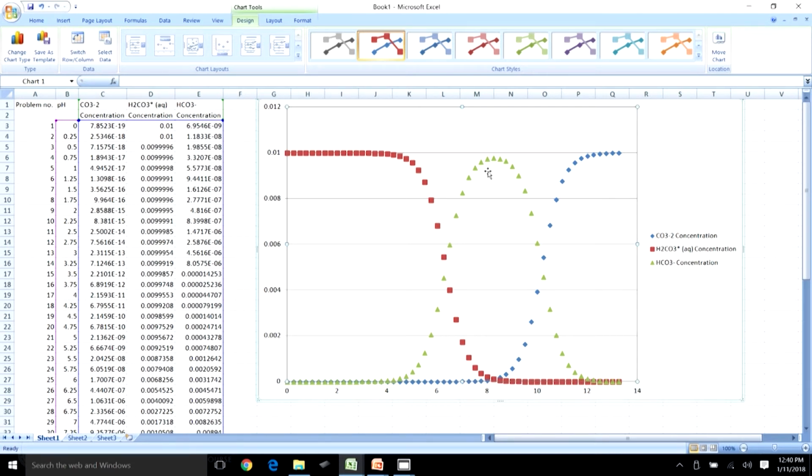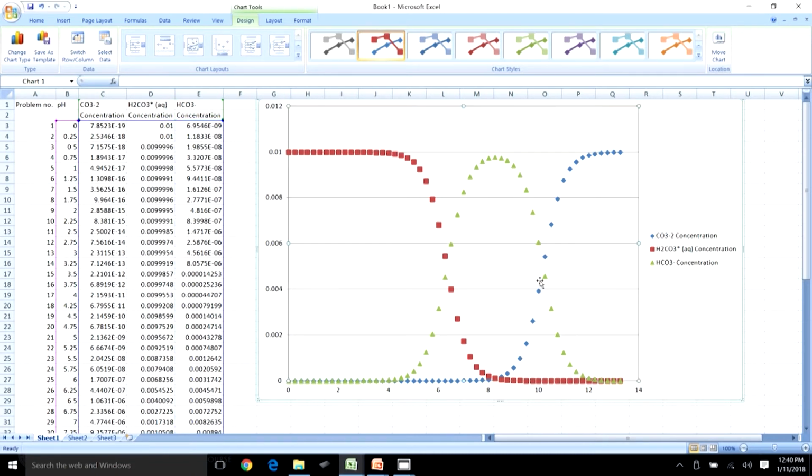And as I keep increasing the pH, what is happening now? HCO3 minus is decreasing, while CO3 2 minus is increasing, right. At pKa2, which we know is 10.3 for the carbonate system, we end up with this particular graph or scenario wherein CO3 2 minus and HCO3 minus concentrations are now equal here.